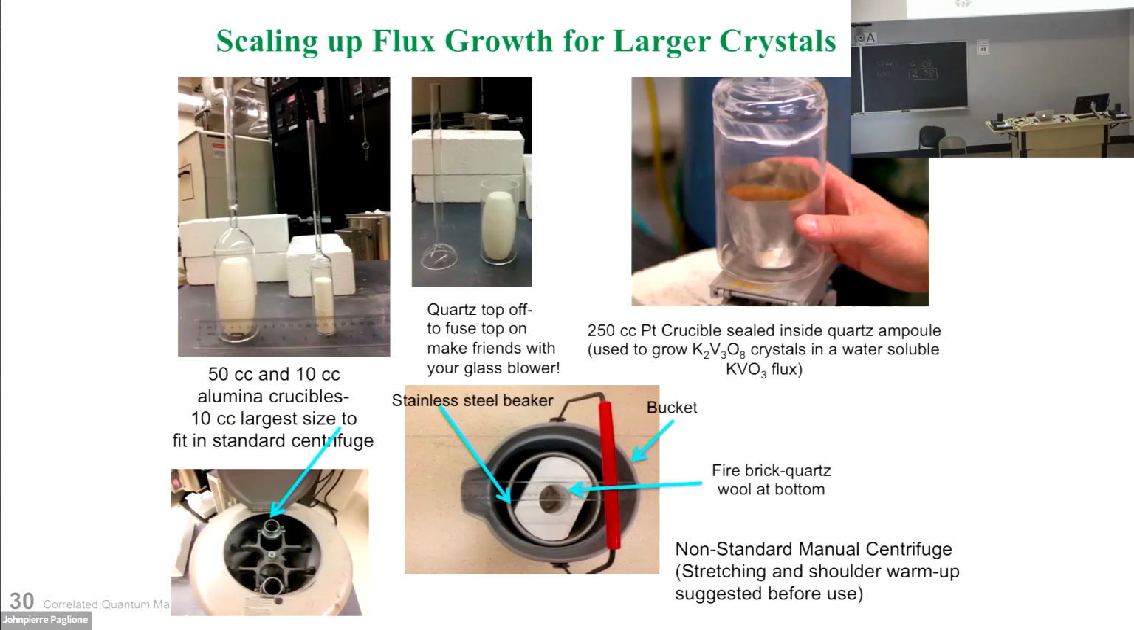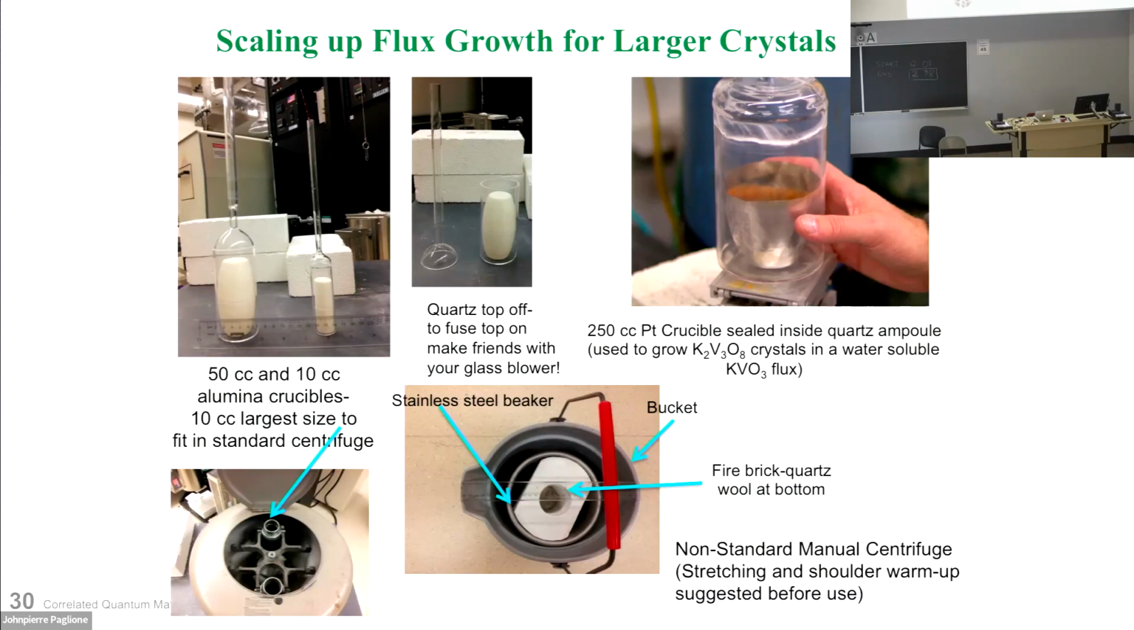Jeff will appreciate this. In trying to grow a slightly larger crystal so you can do neutron scattering, particularly inelastic neutron scattering, here's the 10 cc, the 50 cc. This is the largest crucible that fits in a standard centrifuge. Most of the centrifuges I've seen don't have anything much bigger than this size. And so, in the case of manganese bismuth, you can grow 40 grams of material, out of which you get maybe a couple of grams of manganese bismuth.